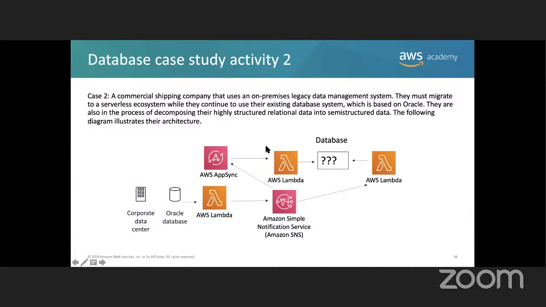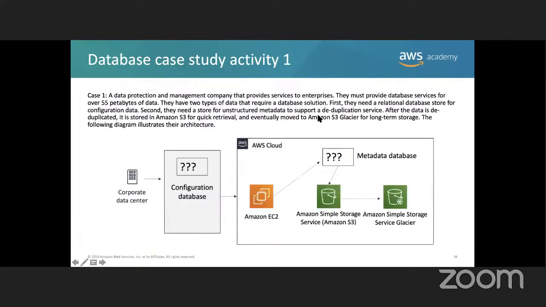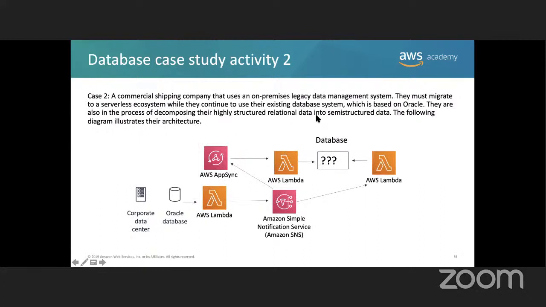A commercial shipping company that uses an on-premises legacy database management system must migrate to a serverless ecosystem while they continue to use their existing database system, which is based on Oracle. They are also in the process of decomposing their highly structured relational database into semi-structured data, and the following diagram illustrates the architecture. Semi-structured, which one is that? You just mentioned it. Is that Dynamo also? Correct. DynamoDB is unstructured or semi-structured, both.